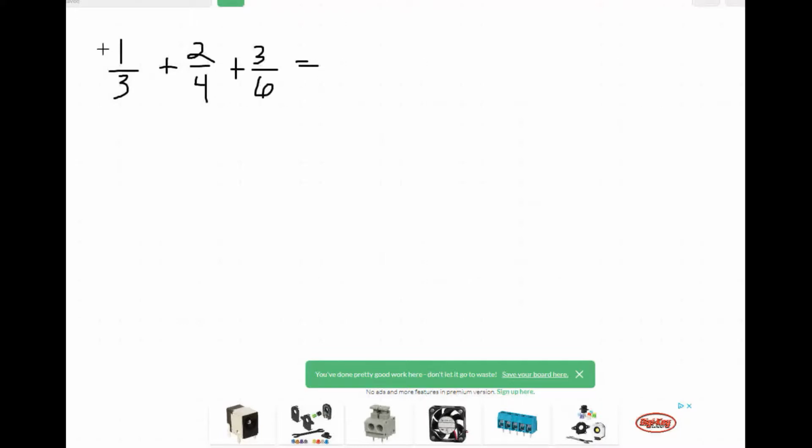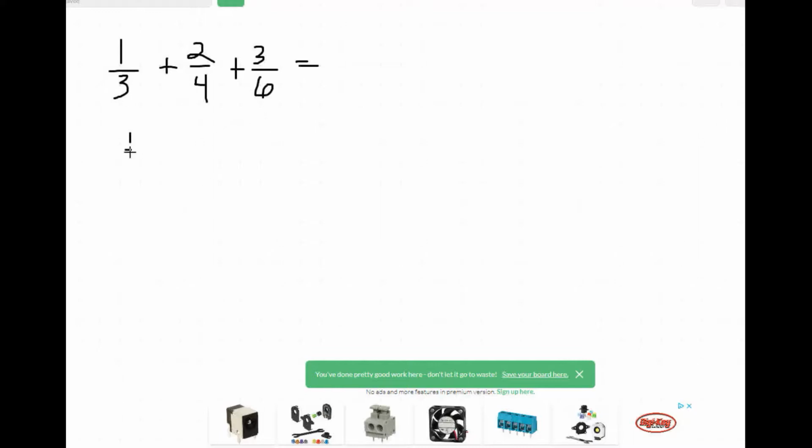Okay, remember you can't just add those across because those are different parts of a whole. All these need to be the same. They need to be the same parts, which means we need to change each one of these to an equivalent fraction. So the way we figure out how to do that is we look at these bottom numbers. Let's think what number they're all divisible by. There's a lot of numbers we could use. We could do 12. They all can make 12: 3 times 4, 4 times 3, and 6 times 2. So let's just use that.